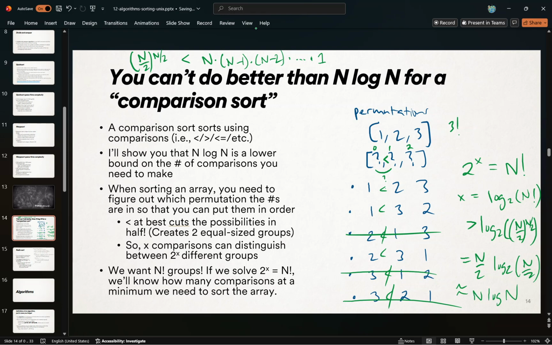So that's a very hand-wavy proof, but I hope it made a little bit of sense. Every time you make a comparison, you've cut off half your options. And so you're able to distinguish between the true groups and the false groups. It's always like you make another group out of the deal.